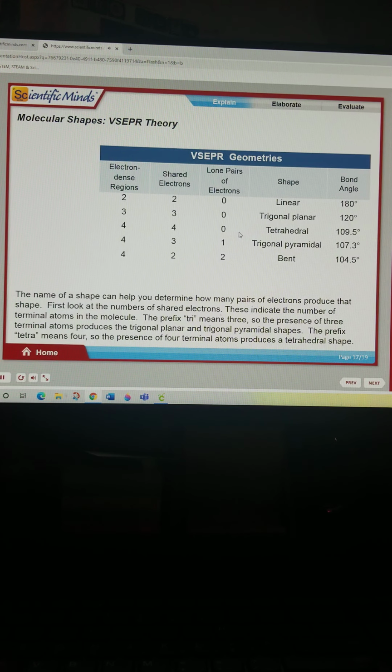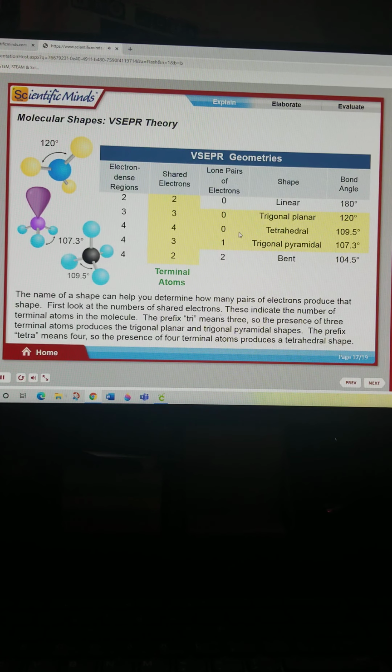The name of a shape can help you determine how many pairs of electrons produce that shape. First, look at the number of shared electrons. These indicate the number of terminal atoms in the molecule. The prefix tri means 3, so the presence of 3 terminal atoms produces the trigonal planar and trigonal pyramidal shapes. The prefix tetra means 4, so the presence of 4 terminal atoms produces a tetrahedral shape.